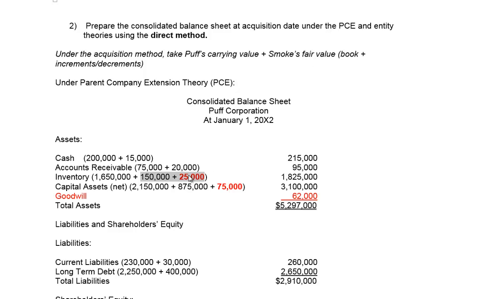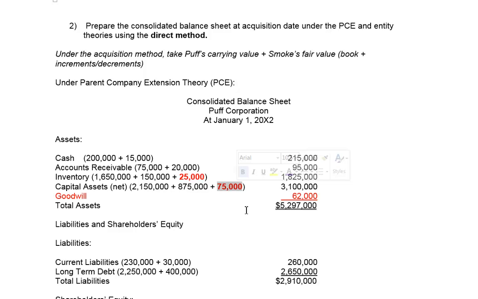The only reason I've separated out the increment, the only reason that I've displayed this differently than perhaps your text does at this point, is because I know that later on in this course, you're going to be amortizing these increments. And we'll explain that when we get there. But you will be amortizing any increments and decrements that are assessed at acquisition. So inventory is an increment, and the $75,000 is also an increment.